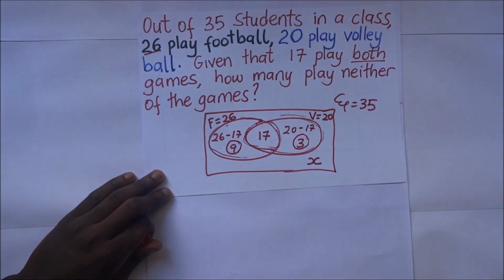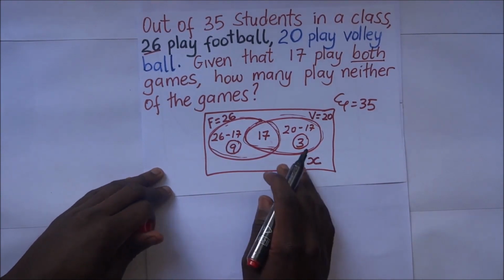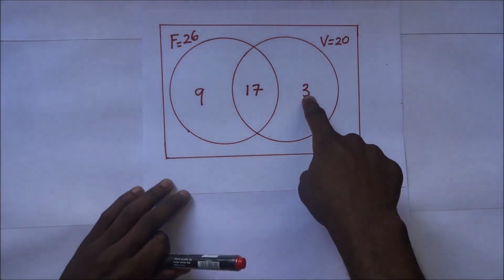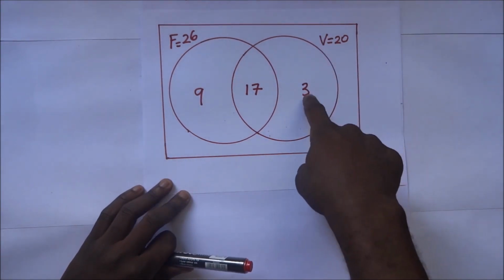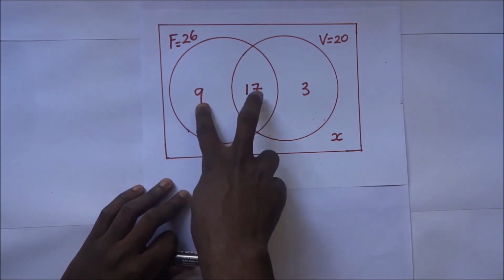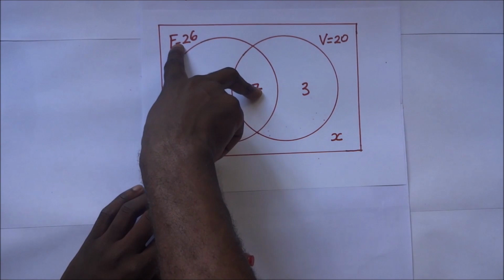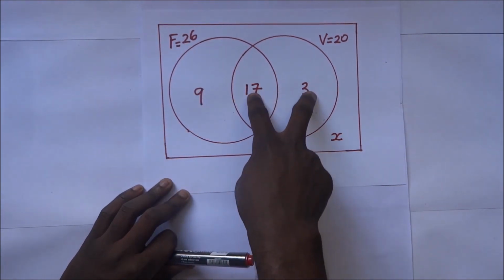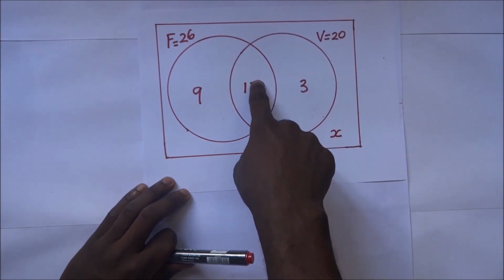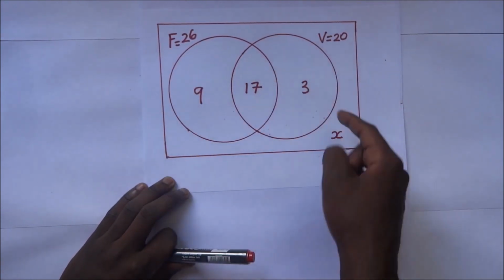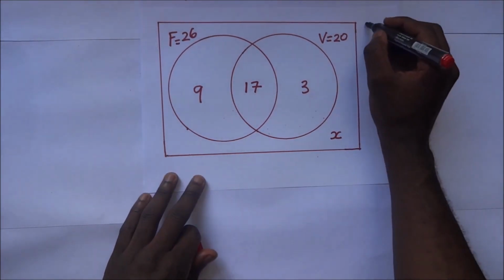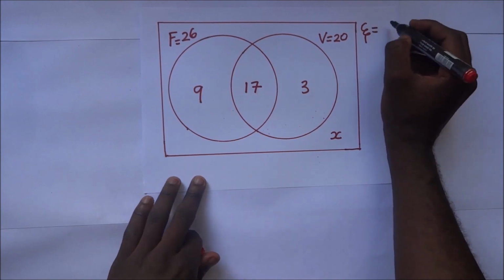So it means that our Venn diagram is now going to look like this. That's how our new Venn diagram looks like. These ones play volleyball only. These ones play football only. But 9 plus 17 gives you 26. 17 plus 3 gives you 20. It means that whoever is inside this circle plays volleyball, and these 17 here are the ones that play both games. These x don't play any of the games. And our universal set here, or the total number of students, is 35.